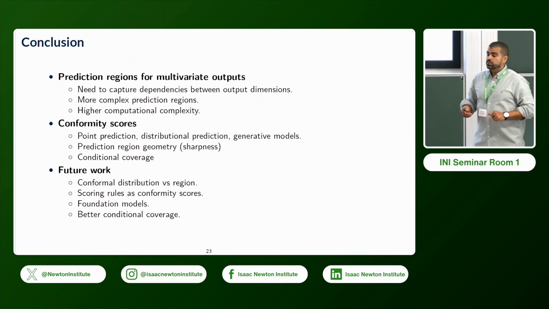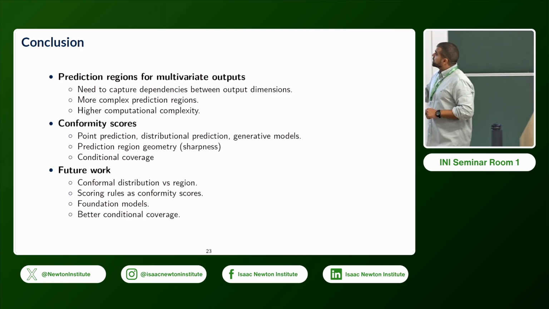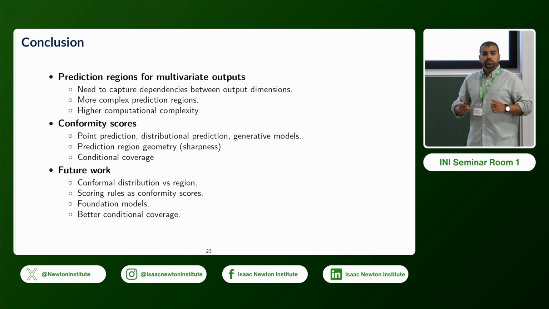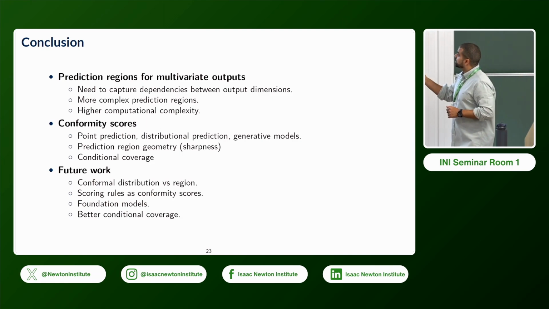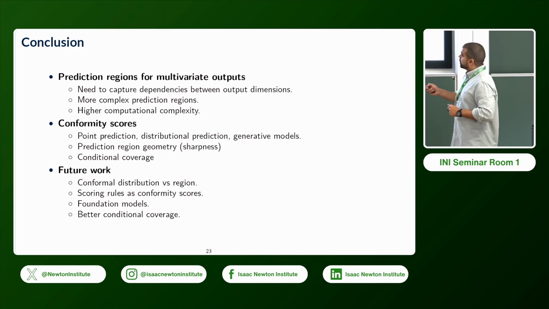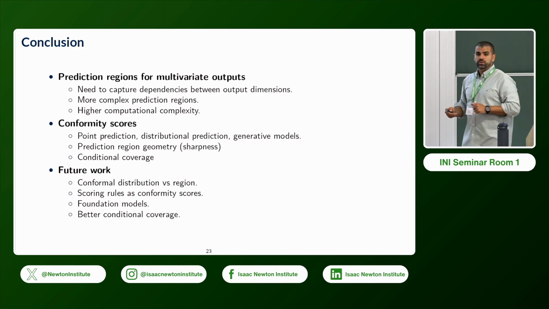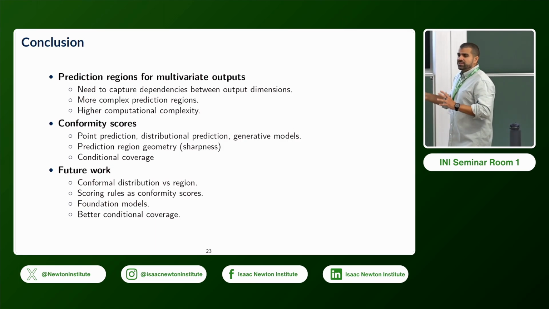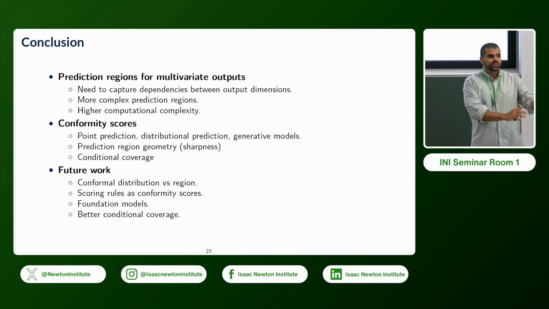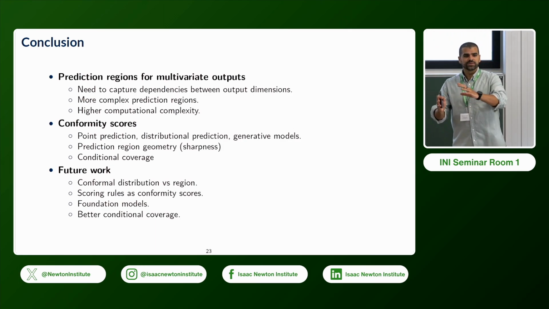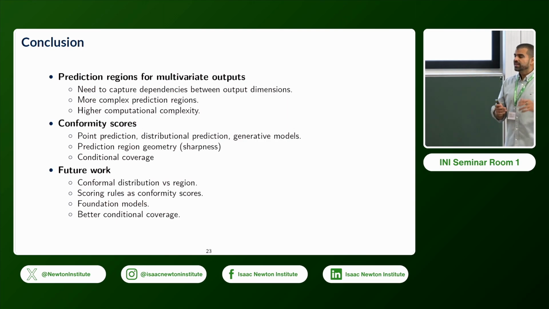So let me conclude the talk. Essentially, with multivariate outputs, we need to capture the dependencies between dimensions. We are dealing with more complex prediction regions, which leads to higher computational complexity. The conformity score is very interesting when you move to the univariate. From univariate to multivariate, the geometry becomes more interesting.